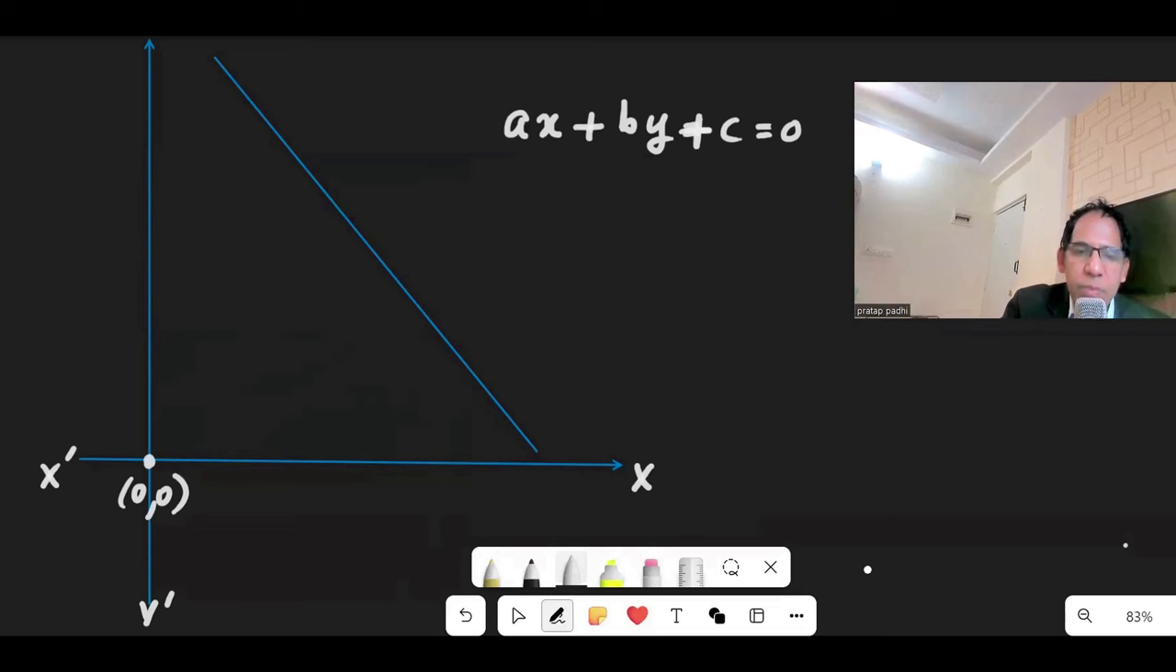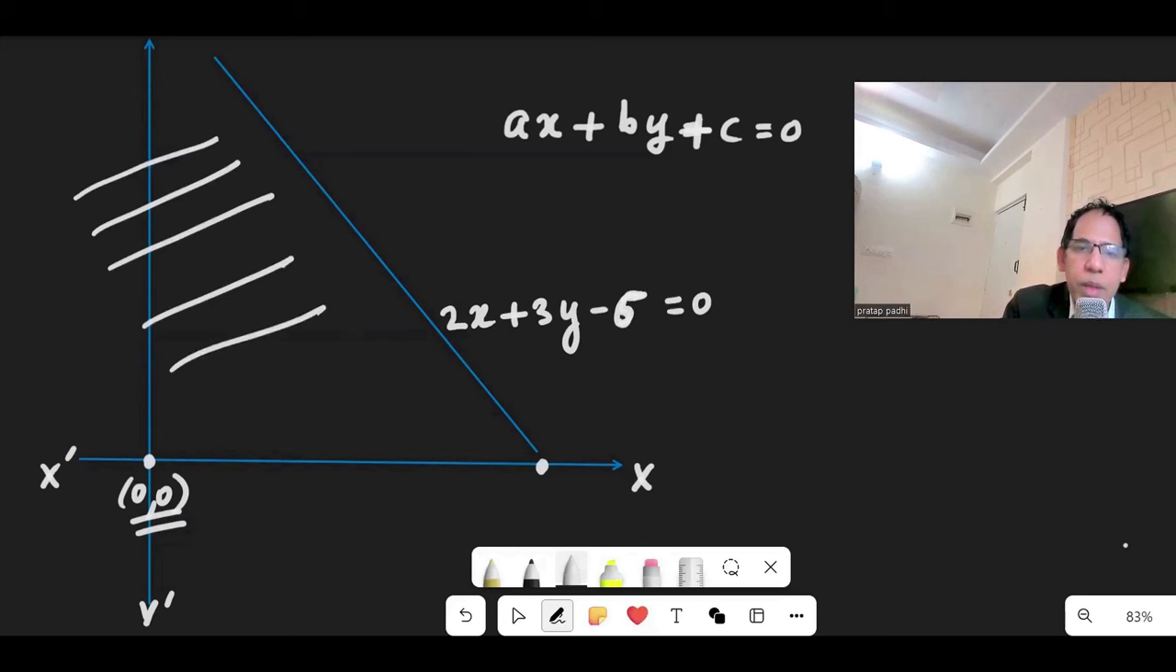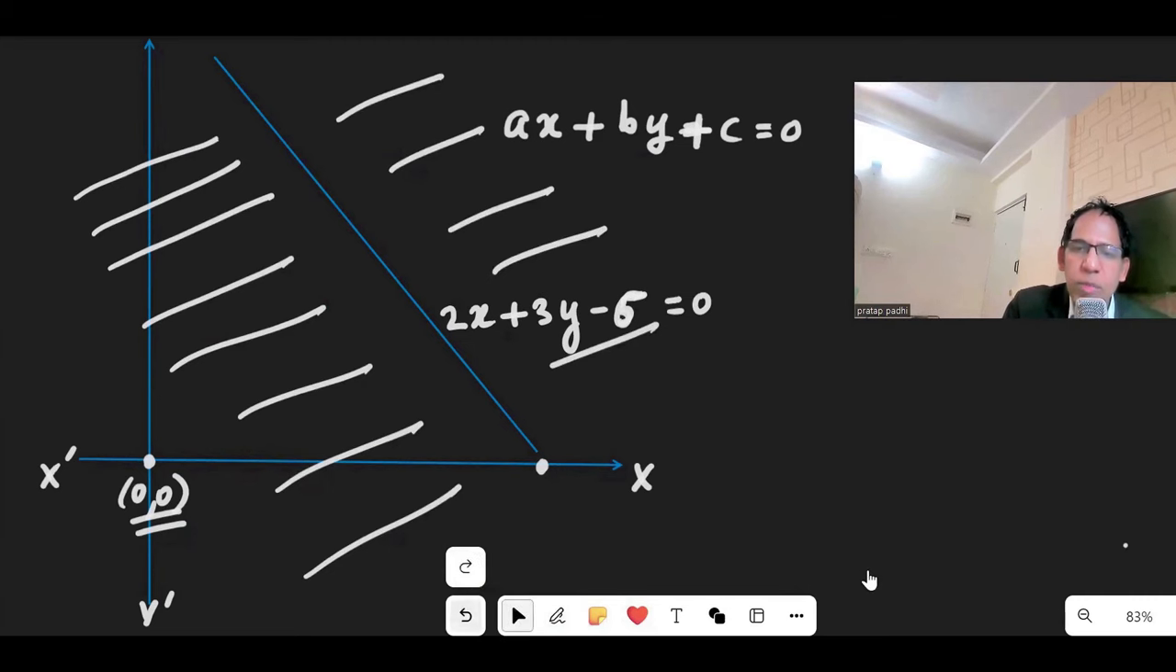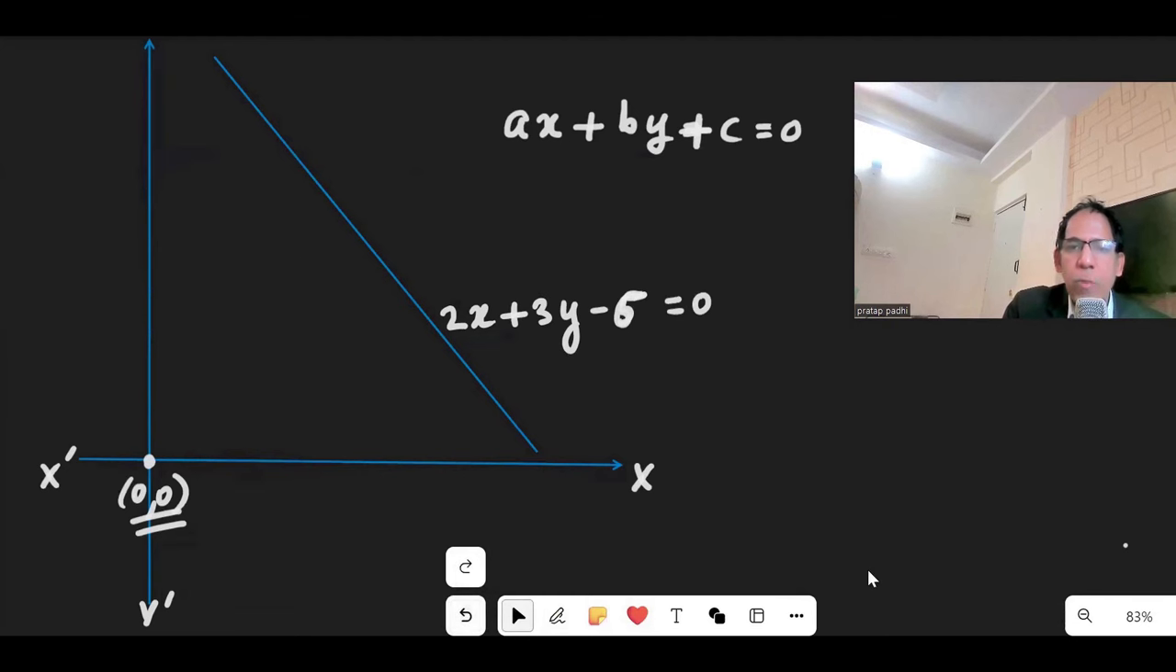Now suppose 0, 0 is a point. If I write any equation, suppose let me write 2x plus 3y minus 6 is equal to 0. Now this is the equation, then what will happen? This whole side, I'm talking about this left side, and the right side. These are the two planes. So this line will divide the whole plane into two half planes. Okay. So let me erase all. Now these are the two planes.